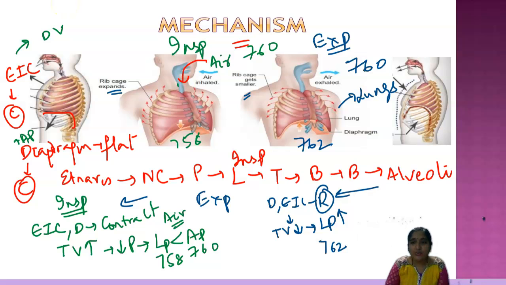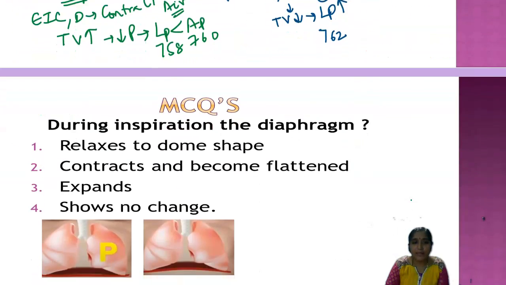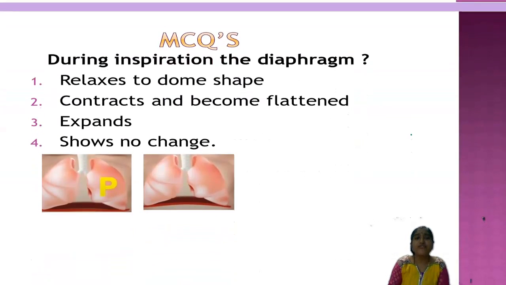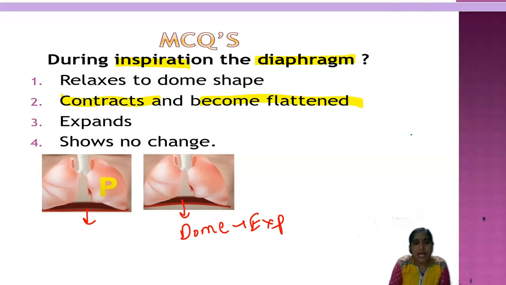So let's see 2 MCQs from this, so you can understand the topic in a very good way. The MCQ here is: during inspiration, what happens to the diaphragm? The diaphragm contracts and becomes flattened. See in this picture, this is dome-shaped, that is during expiration, and this is flat, that is during inspiration.